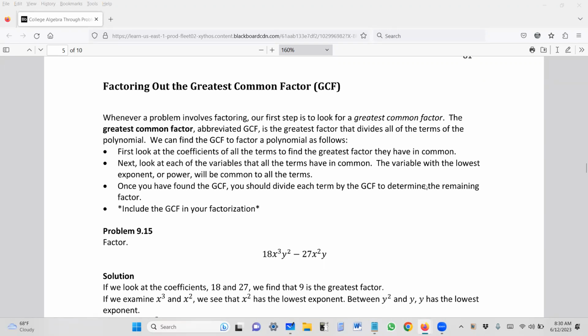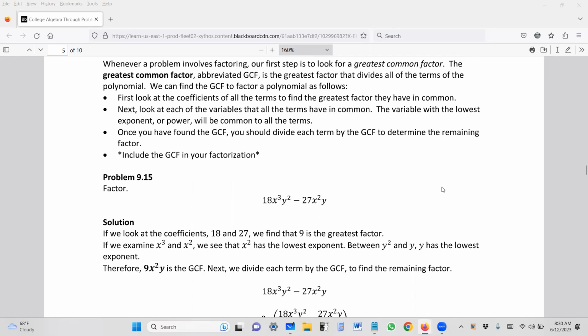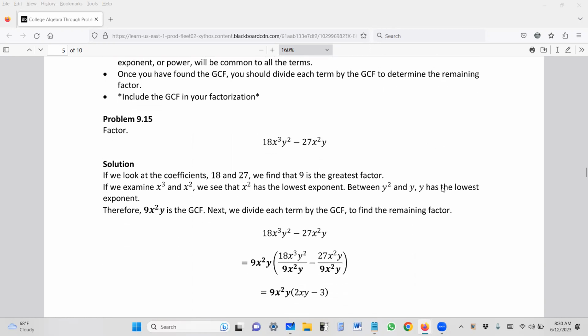So we'll take a look at two problems here, and then I'll go over, just as in the previous videos, how to do some of those problems posted here. So take a look at problem 915. We have the expression 18x cubed y squared minus 27x squared y.